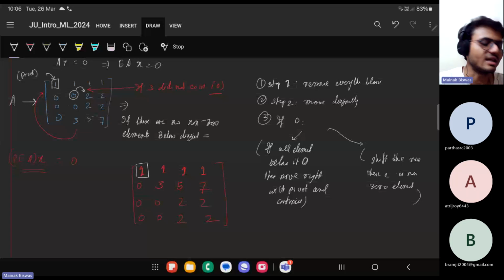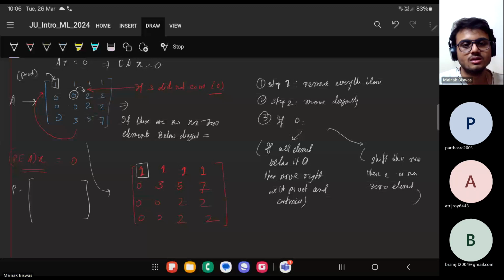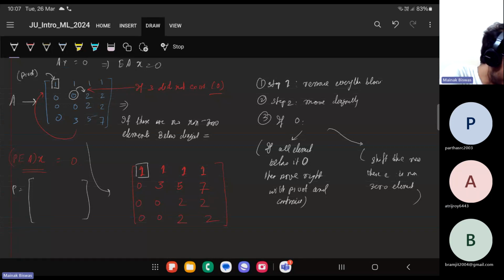Now tell me, how will I get that? How will I transfer this? What permutation matrix should I use? You will tell me. I will have to multiply to the left, right? If I multiply to the left, the row space does not change, correct? And the null space does not change, right? Yes.